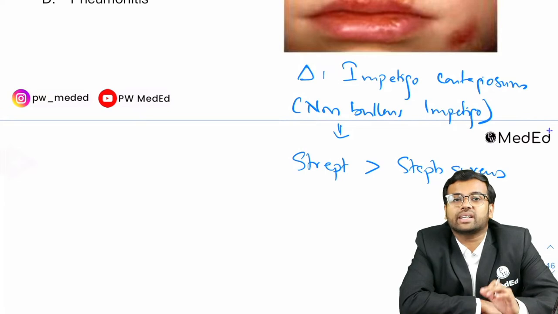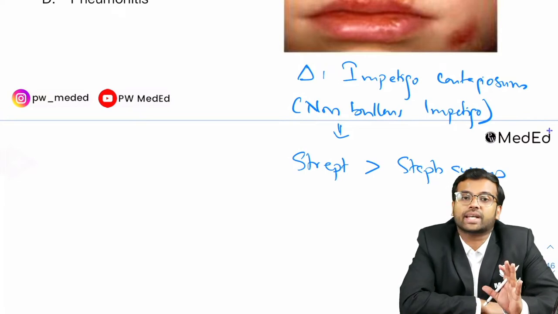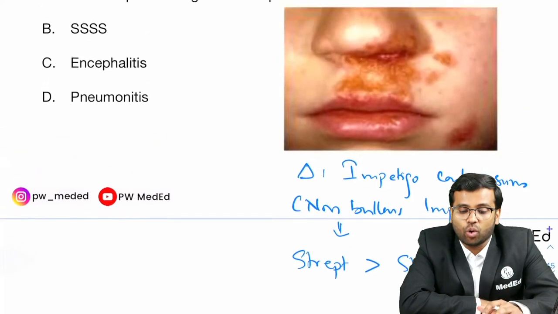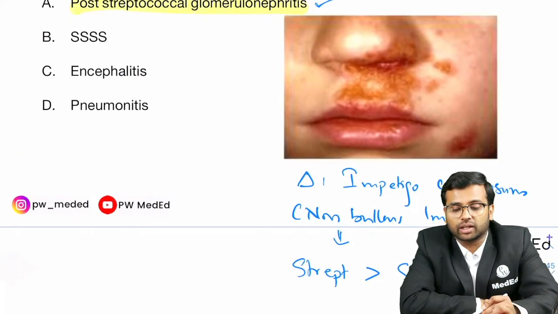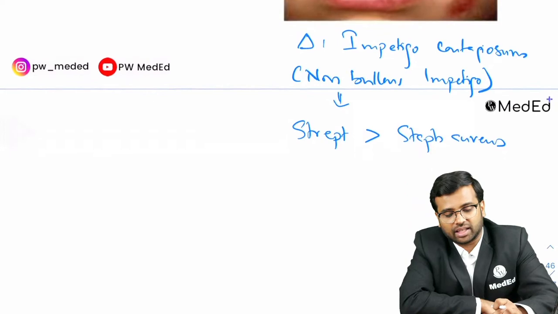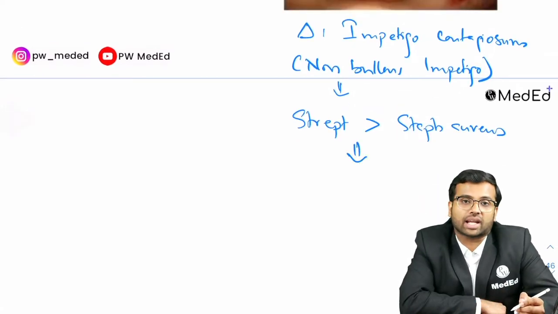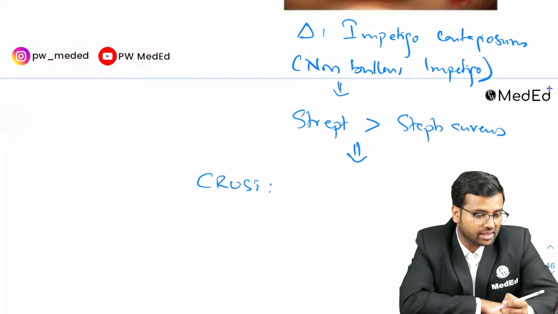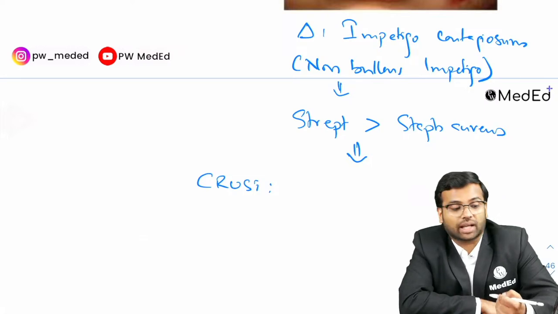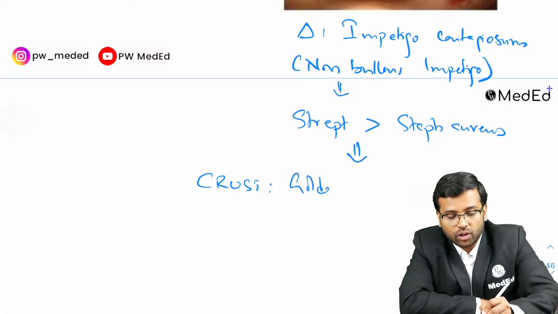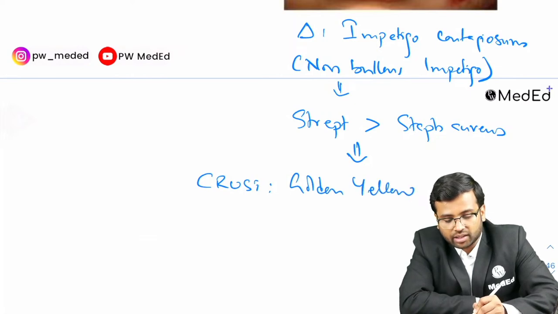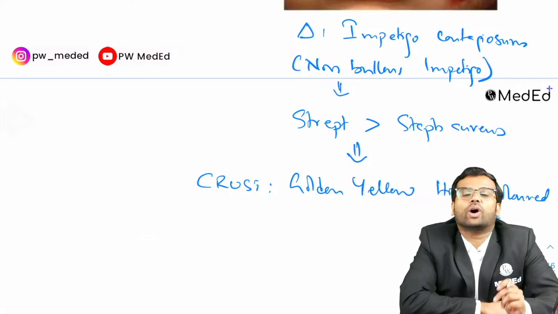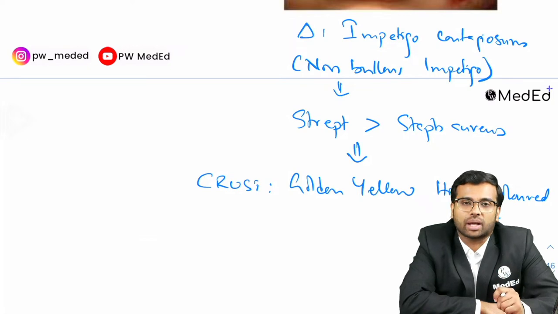So whenever there is a case of a streptococcal infection which has not been treated properly, it can go into a post-streptococcal glomerulonephritis, isn't it? Now what is the name of the typical crusting that you can see in non-bullous type of impetigo? What is the type of crust? So Med Psycho has already answered it in the chat box. So what is the type of crusting? The type of crusting that you can see is a golden yellow honey colored crust. So golden yellow honey colored crust is seen in a non-bullous type of impetigo.